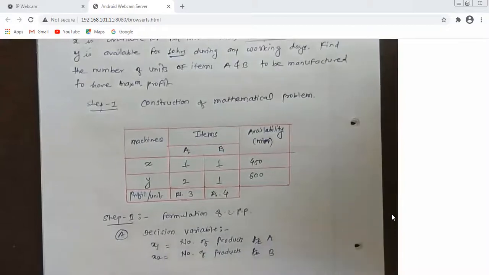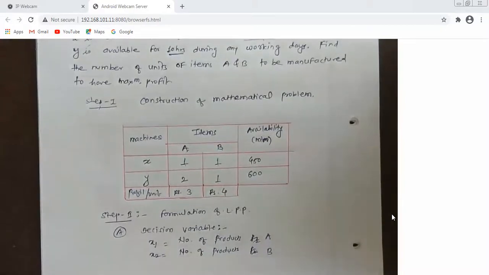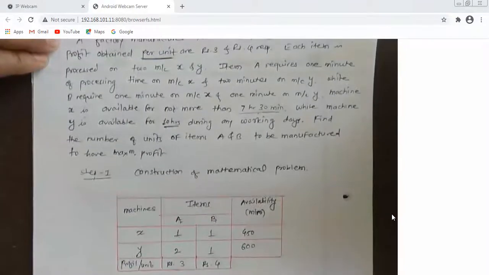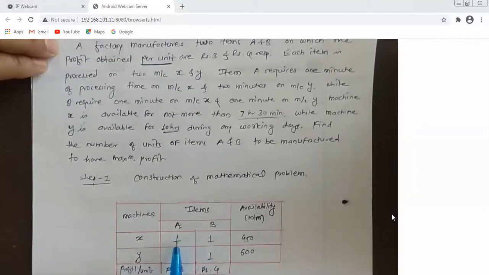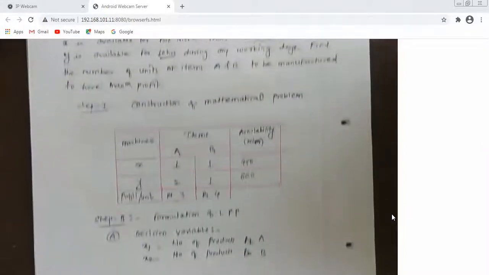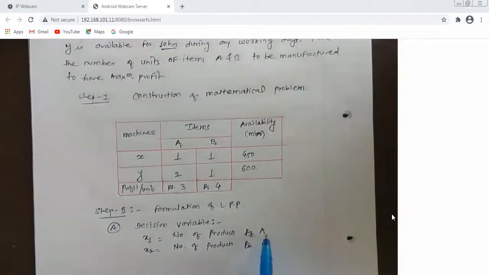We don't know how many products we are going to produce under A and B with the help of machines X and Y during this time period. What they have given: for item A, we require 1 minute on machine X and 2 minutes on machine Y. But the total time available is 450 minutes and 600 minutes. So we don't know how many pieces we are going to manufacture under A and under B. That's why I have decided that we are manufacturing x1 pieces under A and x2 pieces under B. So this is the decision variable.